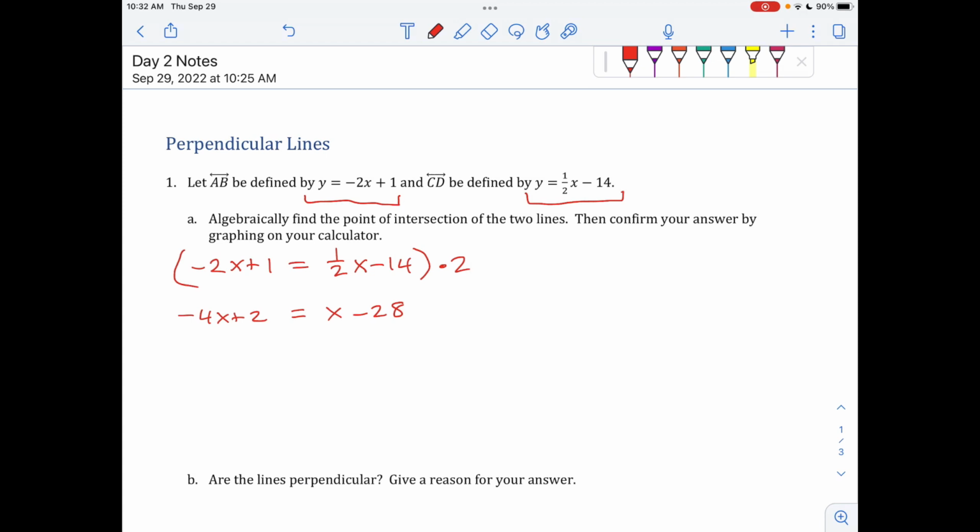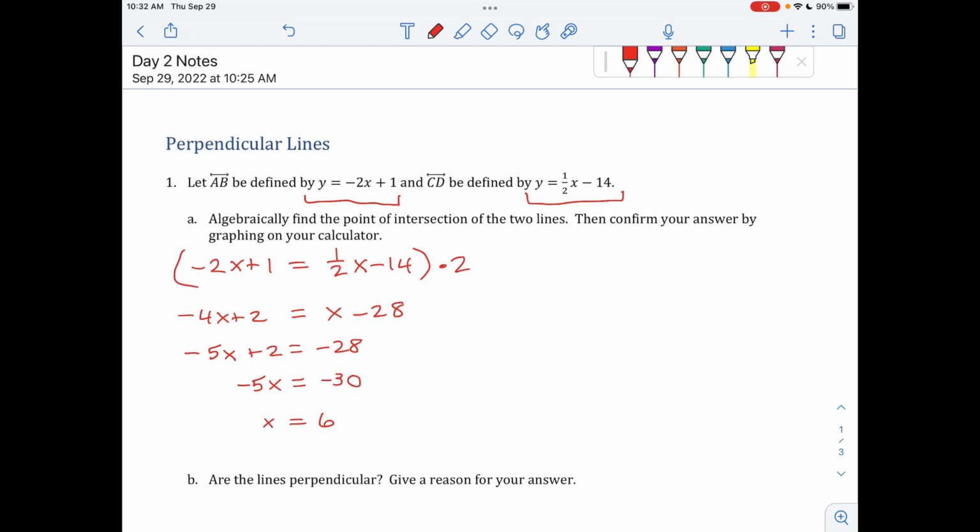Now I have an equation free from fractions, and I can finish solving by subtracting the x to the other side, subtracting the 2 to the other side, and then dividing by the negative 5. Once I've gotten that x is 6, I need to figure out what y is.